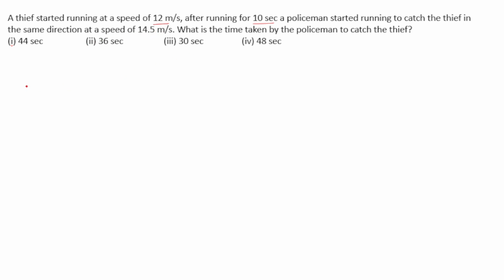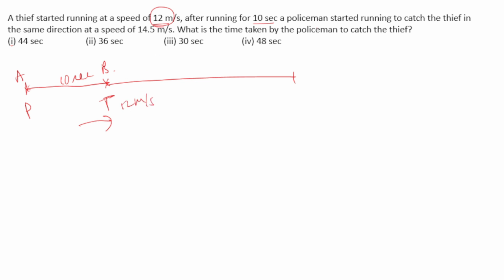See, a thief started running from this point A. He ran for 10 seconds and he reached point B. After he reached point B, a policeman saw him and started chasing the thief. This is the thief and this is the policeman. They both are moving in the same direction. The speed of the thief is 12 meters per second, and the speed of the police is 14.5 meters per second. What is the time taken by the policeman to catch the thief?